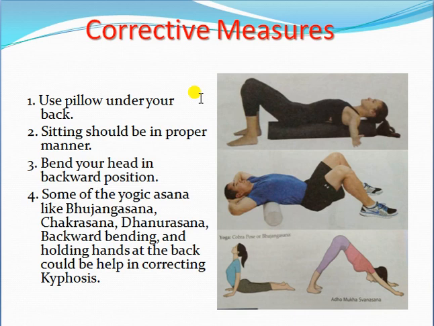Second, sitting should be in a proper manner. Whenever you are sitting, your back should be straight, right? Third is bend your head in a backward position, like this. In this second picture, you can put a pillow under your back and relax your head in a backward position. Next, some yogic asanas like Bhujangasana, Chakrasana, and Dhanurasana are beneficial for kyphosis. Right? It can correct the kyphosis deformity.